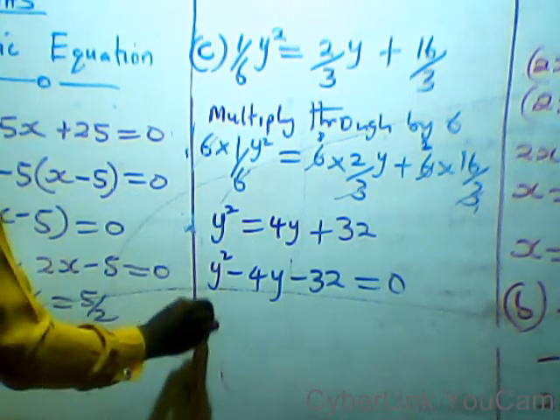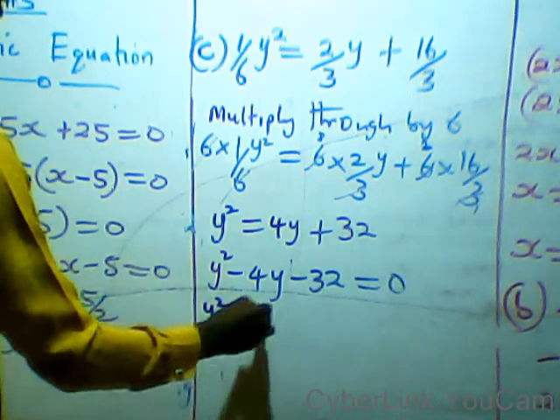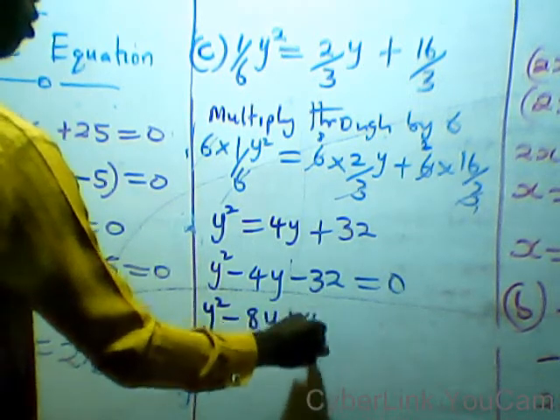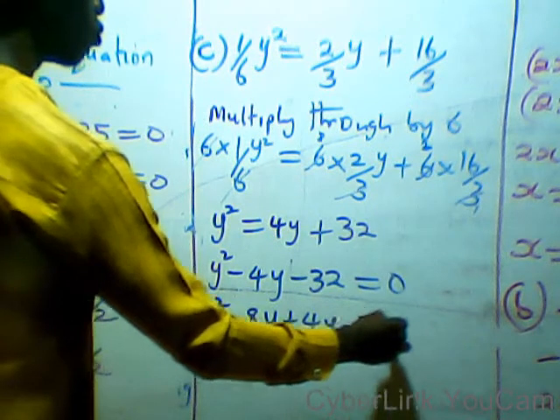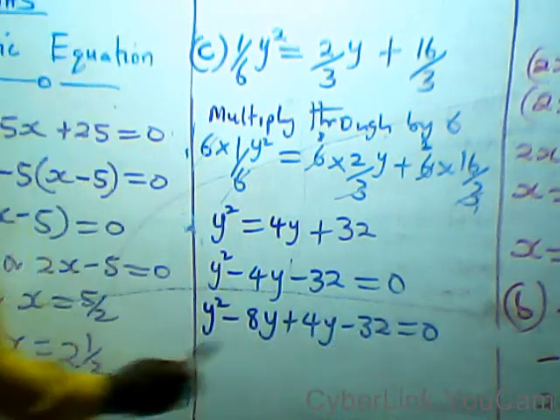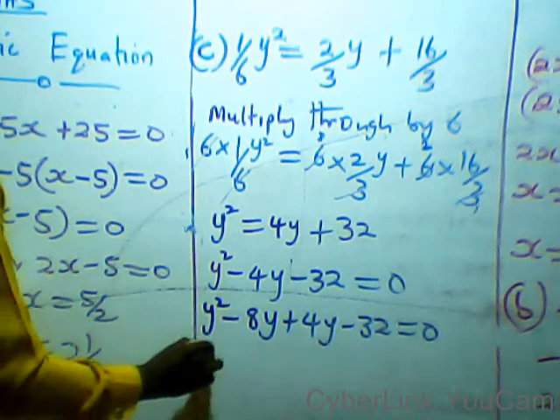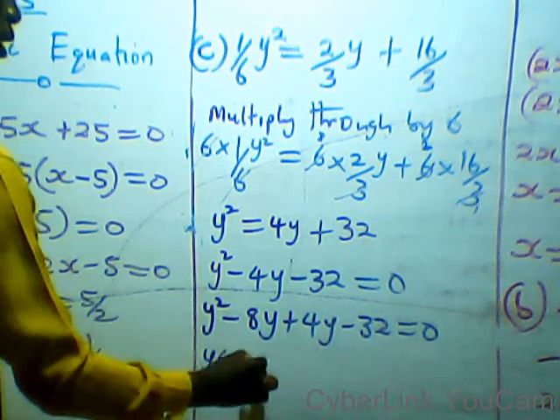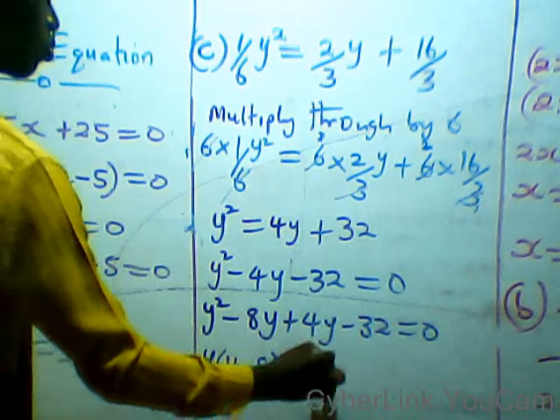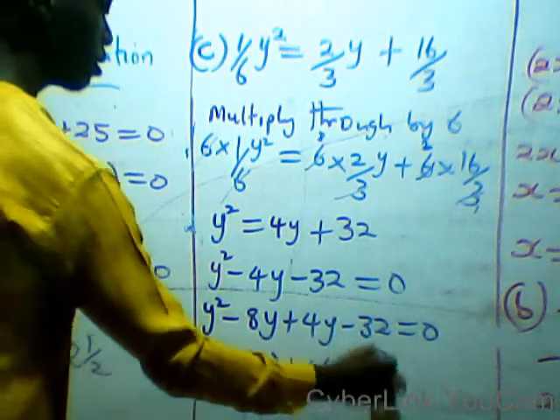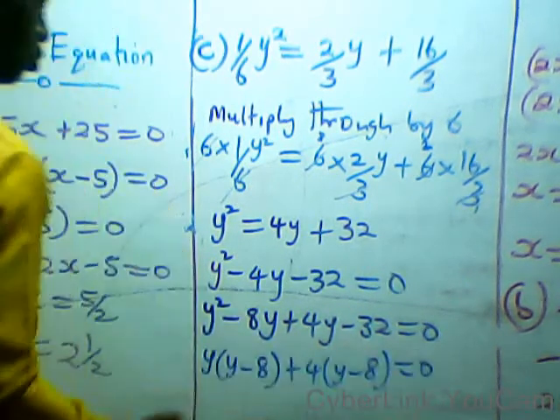So we now have y squared minus 8y plus 4y minus 32 is equal to 0. From this, of course, y is common to the first two terms. I can bring y out, I have y minus 8 here. Of course, 4 is also common to the last two terms. I have y minus 8, and that is equal to 0. So that means that what?